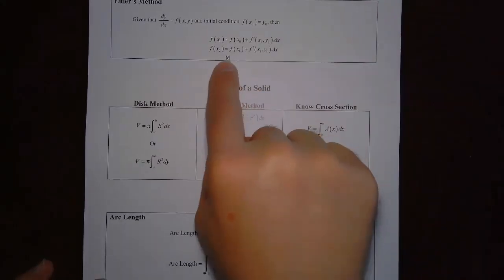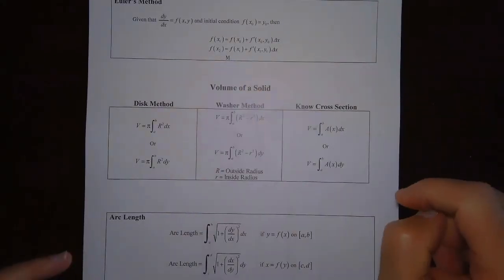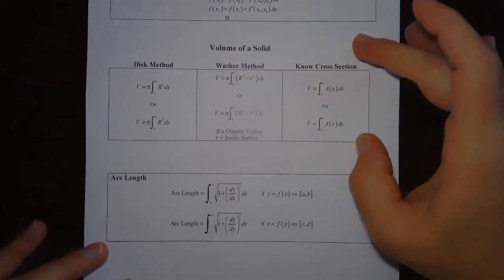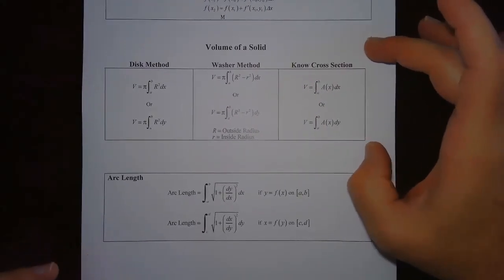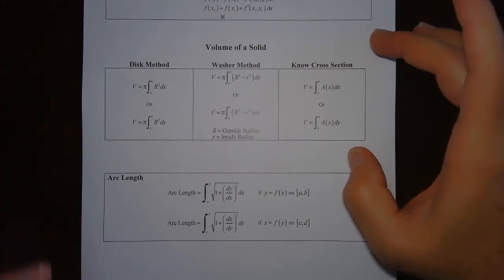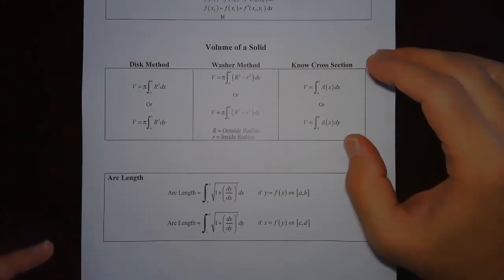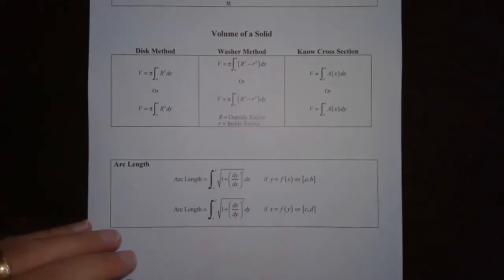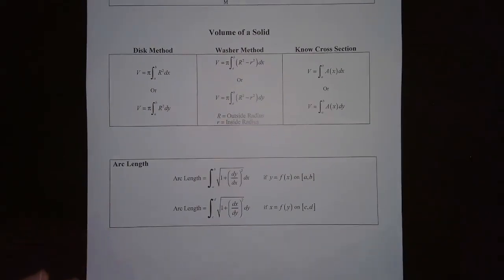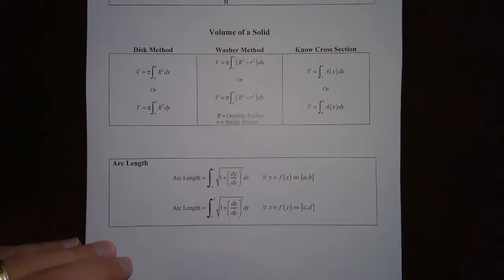This should be a dot, dot, dot, not an M, okay? Volume of a solid, I think they're gonna ask you this, okay? They're gonna ask you to use either the washer method or the disk method, or if you know the cross-section area, okay? Arc length, the different forms for arc length, if it's a function of y or a function of x. In other words, if you're going vertical or if you're going horizontal.